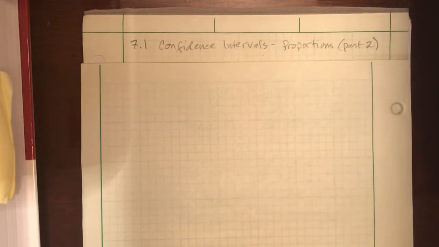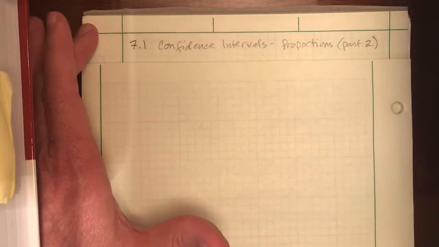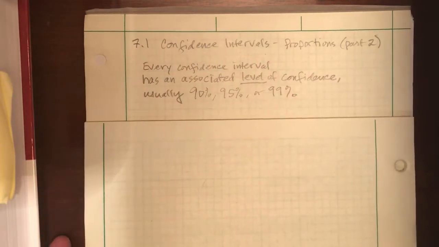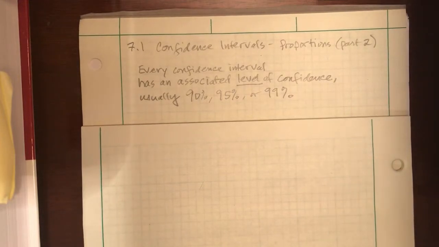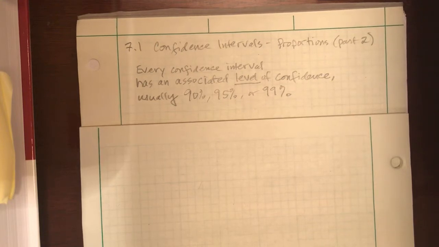So this is part 2 of our confidence intervals built around proportions. I want to remind you what the purpose of a confidence interval is: to capture something true, a true value from the population. Obviously, we're talking about proportions, so we're talking about capturing a true percentage or a true proportion from a given population. Well, one aspect every confidence interval has, and where they get the word confidence, is there's a level of confidence that is associated with every confidence interval. And the three most common are 90, 95, and 99%.